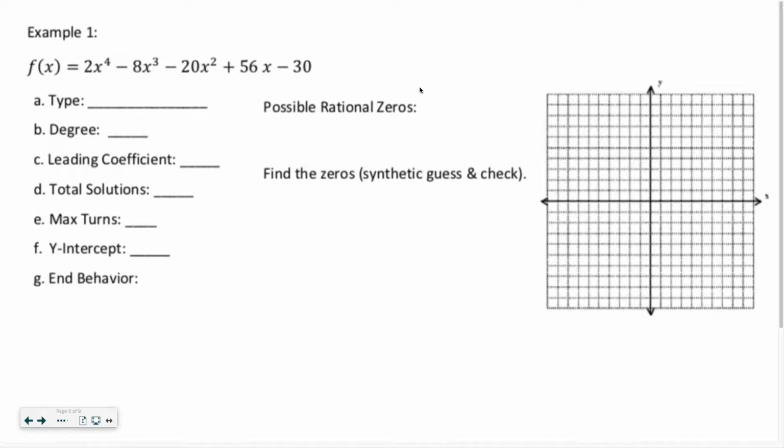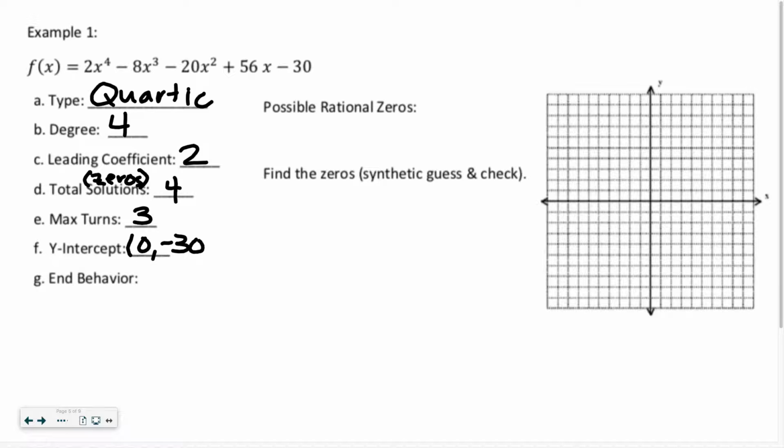What is your degree? 4. What is your leading coefficient? 2. What type of polynomial is this? Quartic. And how many total solutions should there be? Same thing as total zeros. There should be 4 because that's equal to the degree. What about maximum number of terms? 3, that's the degree minus 1. And what would be the y-intercept for your graph? Negative 30. So I write that as an ordered pair, (0, negative 30).